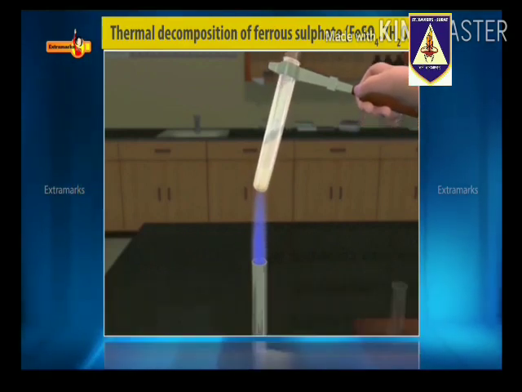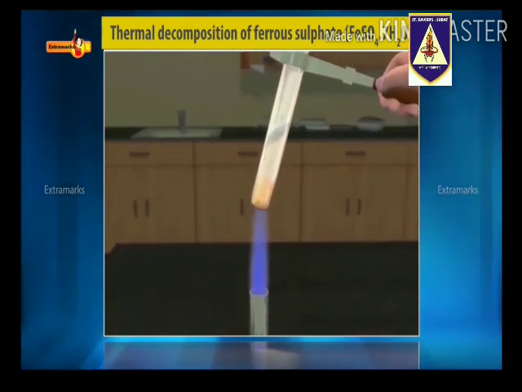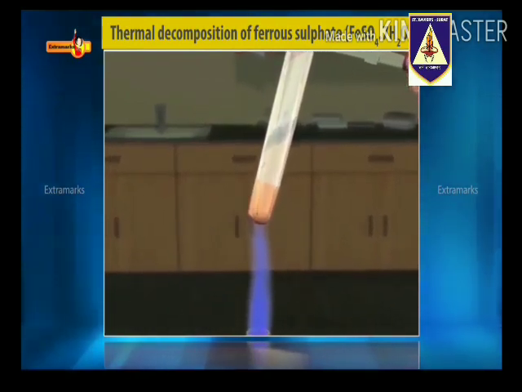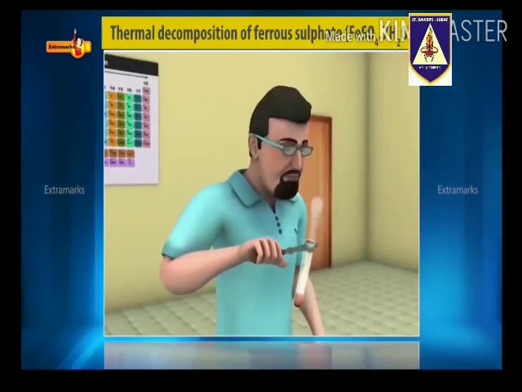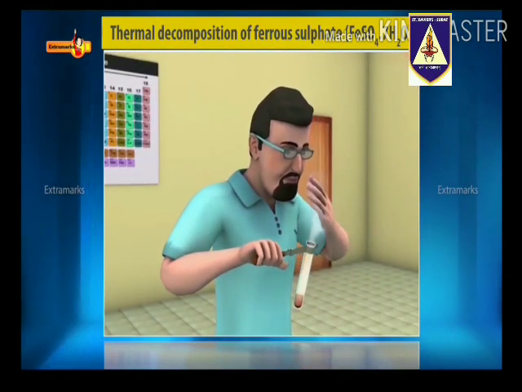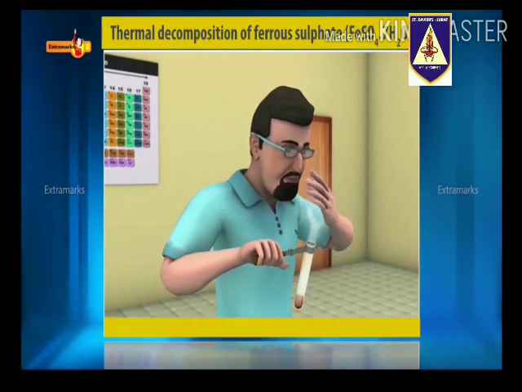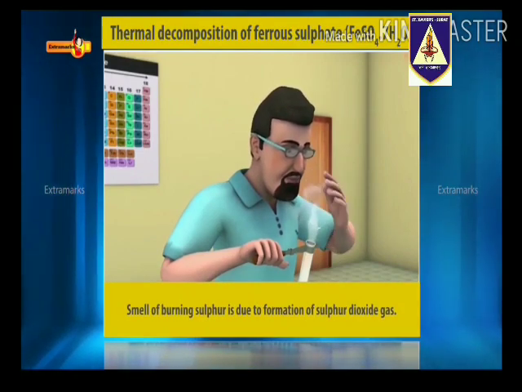After some time, you will see that the white colored solid changes to a brown colored solid. This brown colored solid is ferric oxide. Now smell the evolved gas by gently wafting it towards your nose. You will observe that the gas smells like burning sulfur.